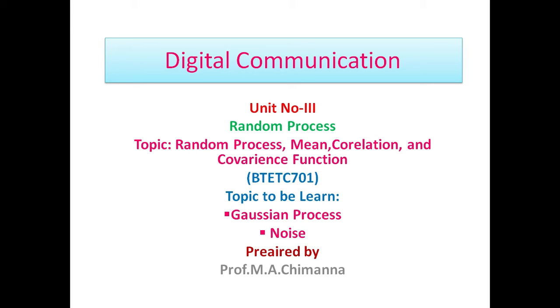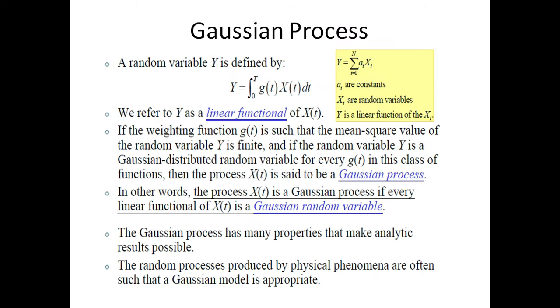Today we are going to discuss the next part in the random process, that is the Gaussian noise and the types of noise. I hope you all like my previous videos. Today we will discuss the Gaussian process and the noise. The Gaussian process is a very important part of the random process, and based upon that, we will discuss the different types of noise here.